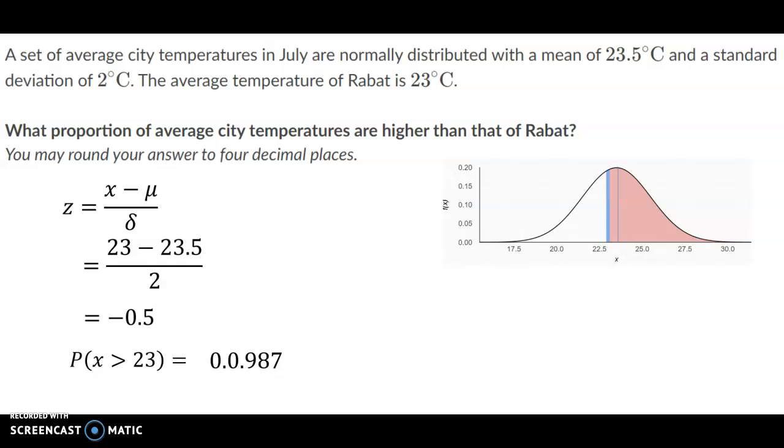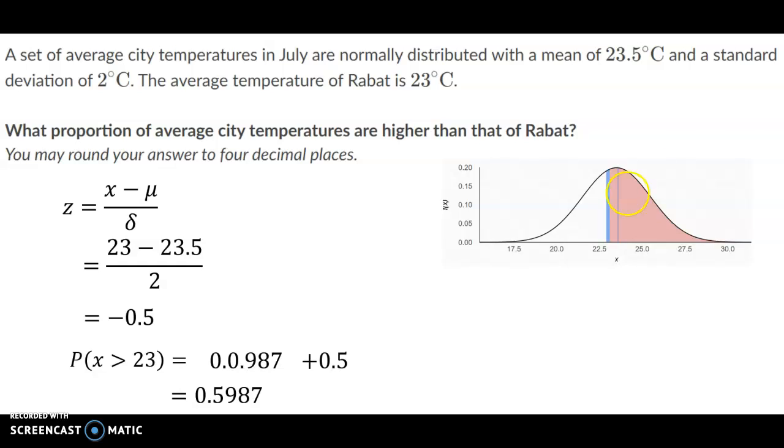And then I've got to add the other side, 0.5, so that's that side there. And when I add those together, I get 0.5987. And you're done. That's it. That's a normal distribution question using the tables.